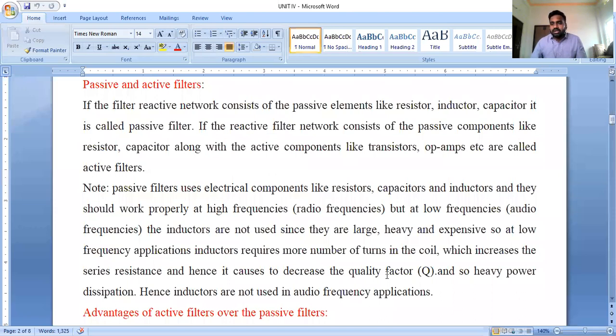That means other than the radio frequency applications, at low frequencies we involve active components like transistors and operational amplifiers, but we don't use inductors, in order to reduce the cost, to improve the quality factor, and to increase the audio frequency application. So this is about the application of passive filters and active filters.